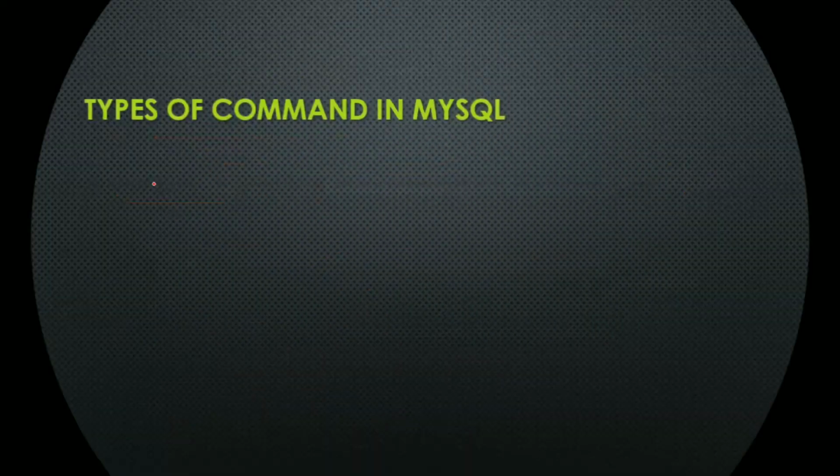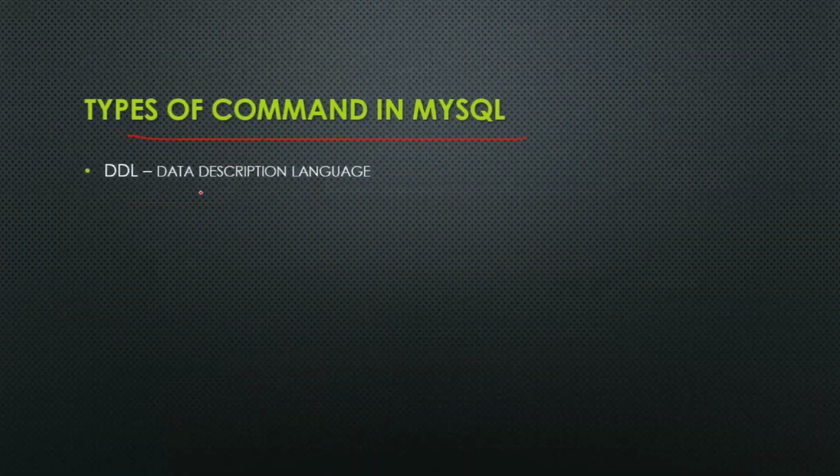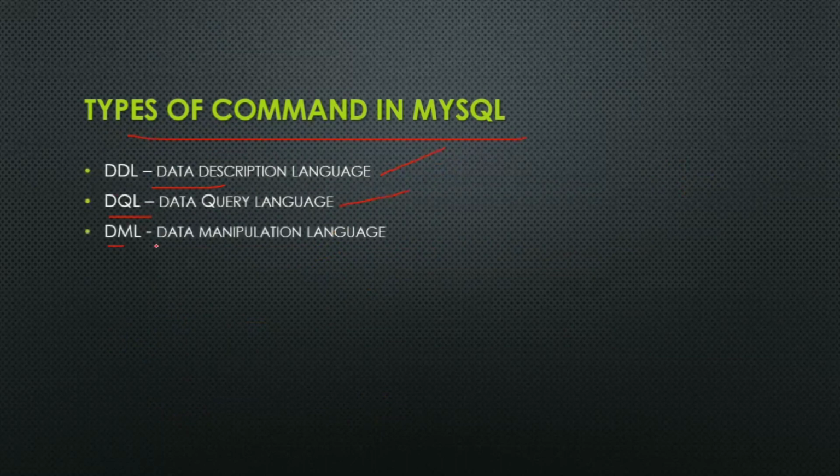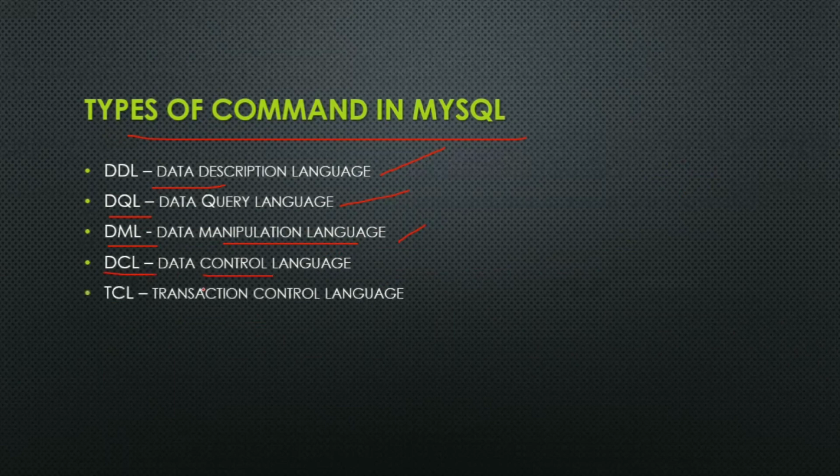Now coming to this, what are the types of commands in MySQL? We have DDL, data definition language, which is used to describe the structure of the table. DQL, data query language, which is used to query the table and fetch the data. DML, data manipulation language, which is used to update, delete, or insert in the table. Data control language, DCL, which is used to grant or revoke permissions. And TCL, the transaction control language, is used to manage the transactions in the database.